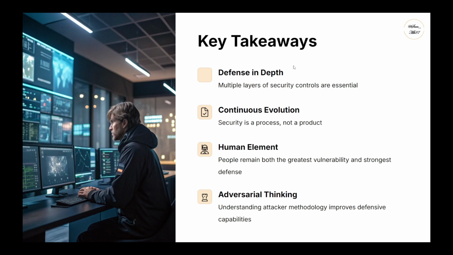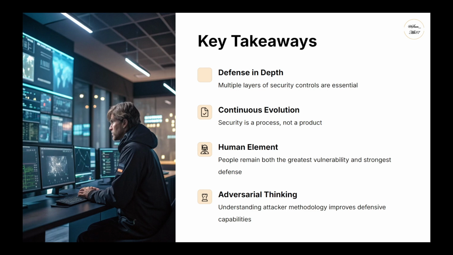Key takeaways. To wrap up, we have four key takeaways. First, defense in depth remains a cornerstone of effective cybersecurity. No single control is foolproof, so layering multiple safeguards across endpoint, network, identity, and application provides resilience. Second, cybersecurity is not a one-time effort. It requires continuous evolution.